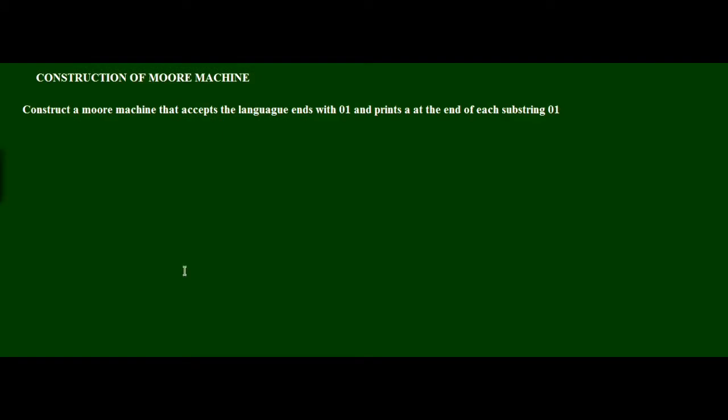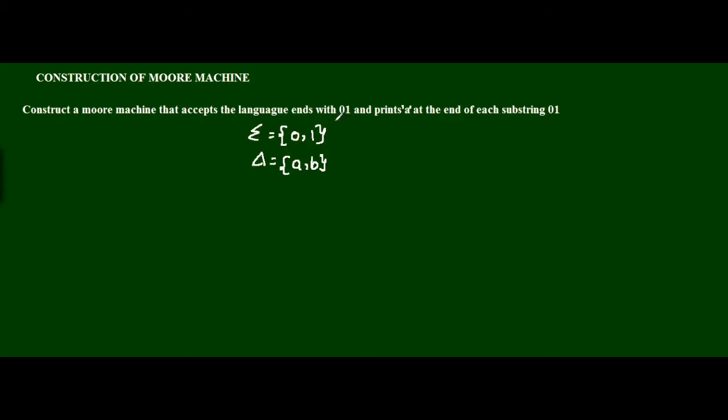In this lecture, I am going to give one more example for constructing a Moore machine. The question is written over here. Construct a Moore machine that accepts the language that ends with 01 and prints A at the end of each substring 01. So, in this we understood that the input symbols are 0 and 1 and the output is A, and we can take any other symbol. Let me take B, A and B.